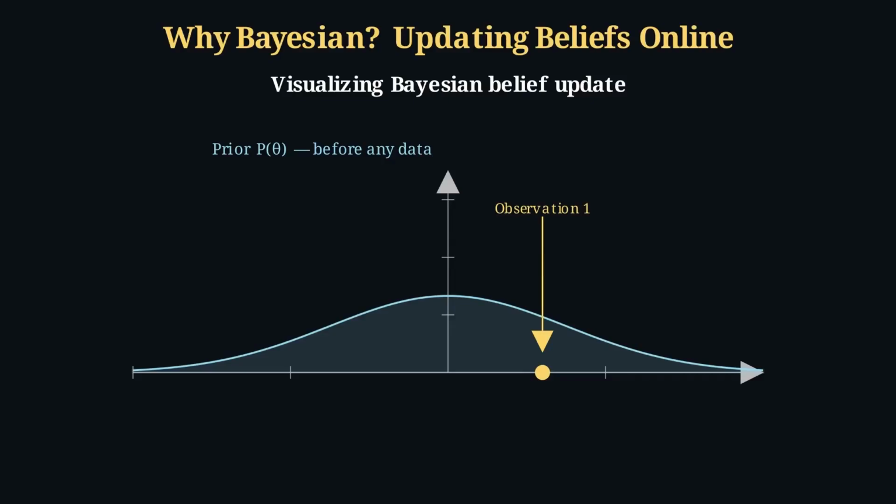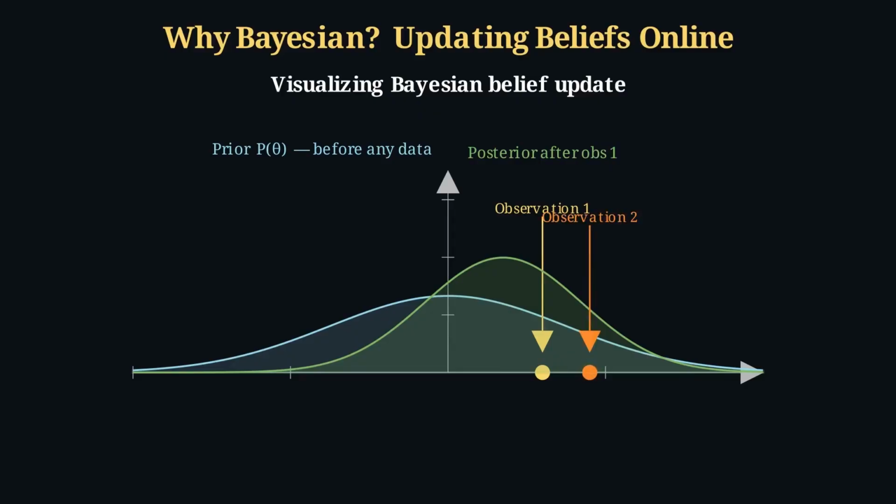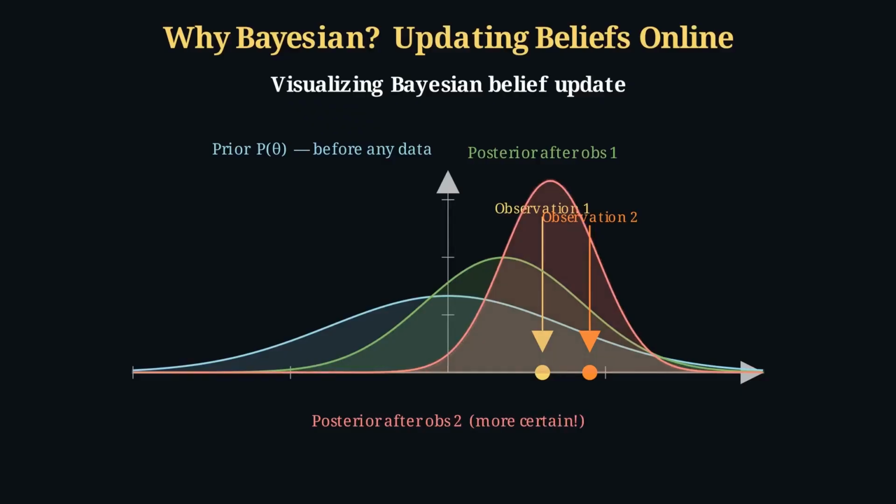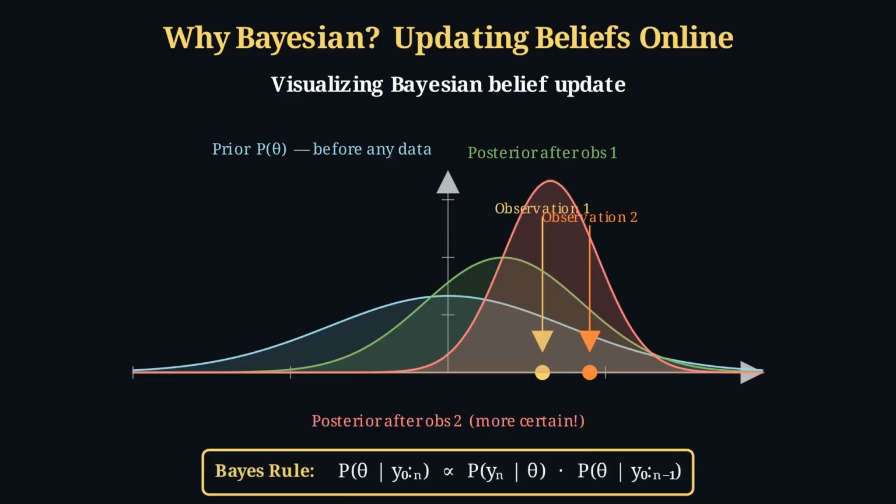Watch what happens here. The blue curve is our prior belief about some parameter theta. When observation 1 arrives, shown by the yellow arrow, we compute the posterior, shown in green. The distribution shifts toward the new evidence and becomes narrower, reflecting increased certainty. When observation 2 arrives, the process repeats. The posterior gets even sharper. This is captured by Bayes' rule. The posterior is proportional to the likelihood times the prior. Each new observation refines our belief incrementally, which is exactly what we need for online learning.